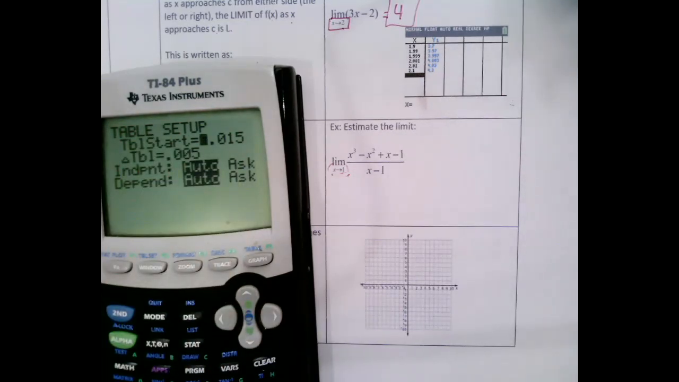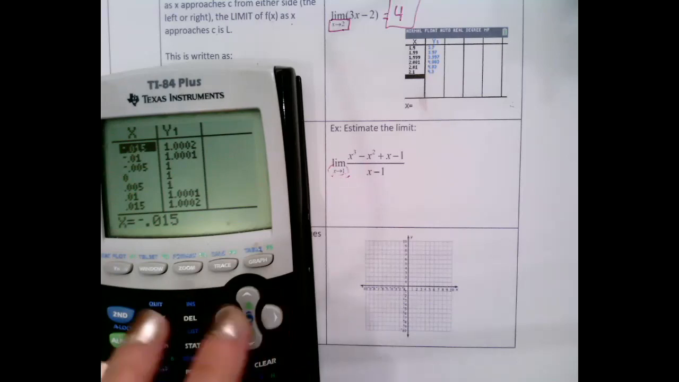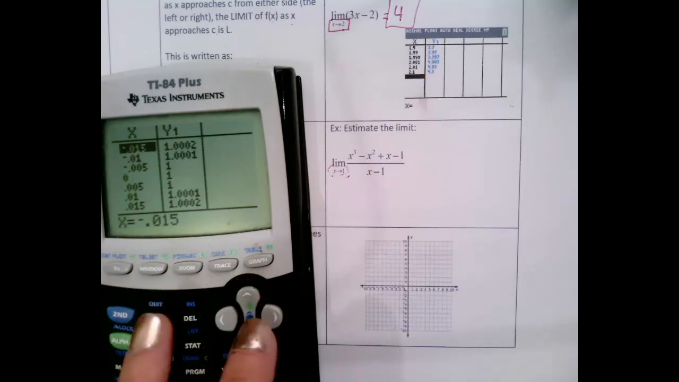Now we want to be close to 1. So I'm going to start at, I don't know, 0.85, or maybe 0.09, something like that. And I can play with this back and forth.